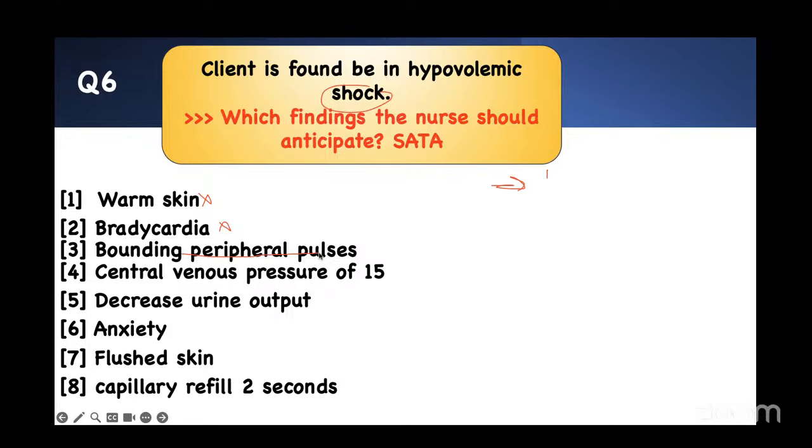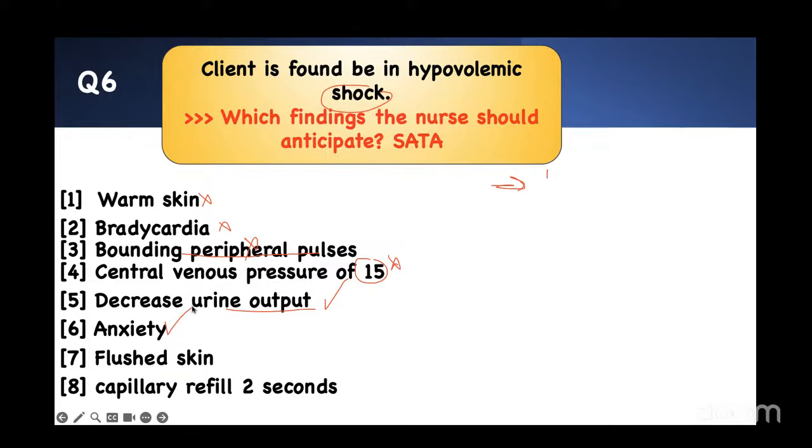You're going to use the same content. The buzzword is less fluid. There is no way your pulse is going to be bounding if you have less fluid. If your CVP, which you can equate to jugular vein distension, is low, it's not going to be 15 because normal is 2 to 8. So it cannot be. Your urine output, of course, is going to decrease, right? You're going to be anxious because you are in shock. Your skin is not going to get flushed.